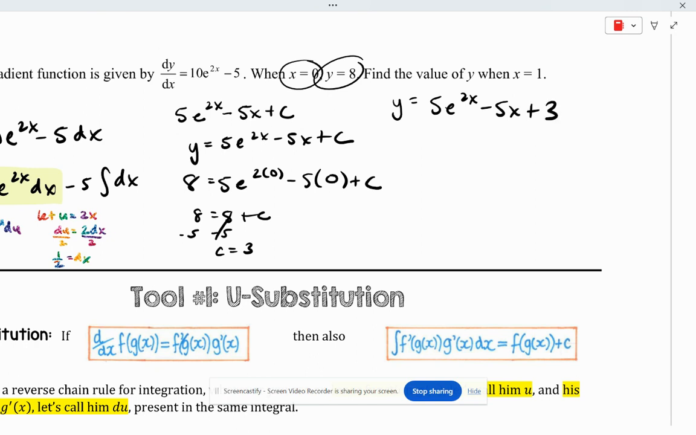And what are we ultimately trying to find? Find the value of y when x is 1. So I'm going to sub in a 1 for x.